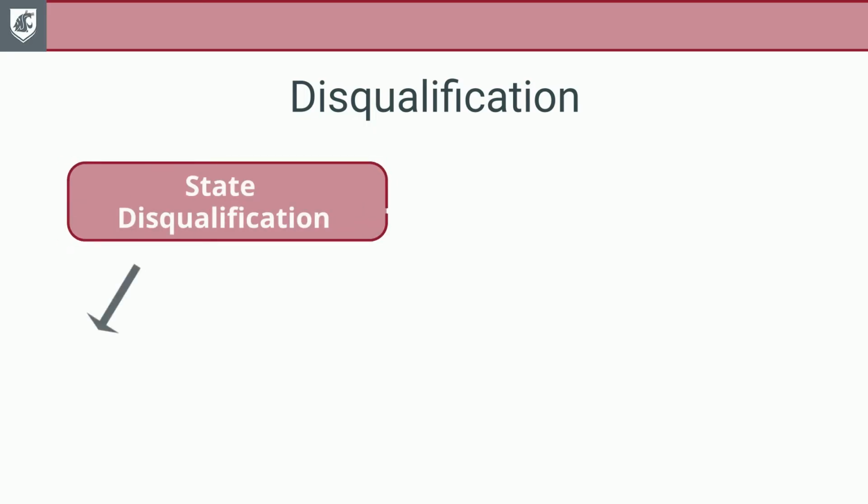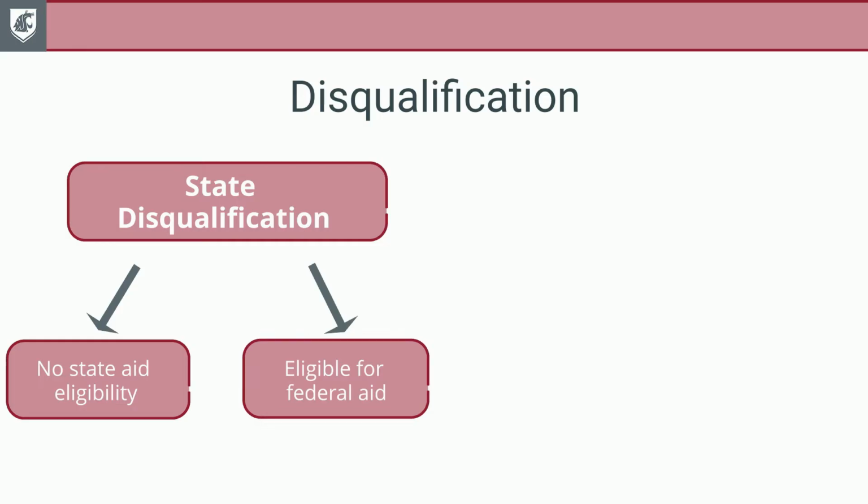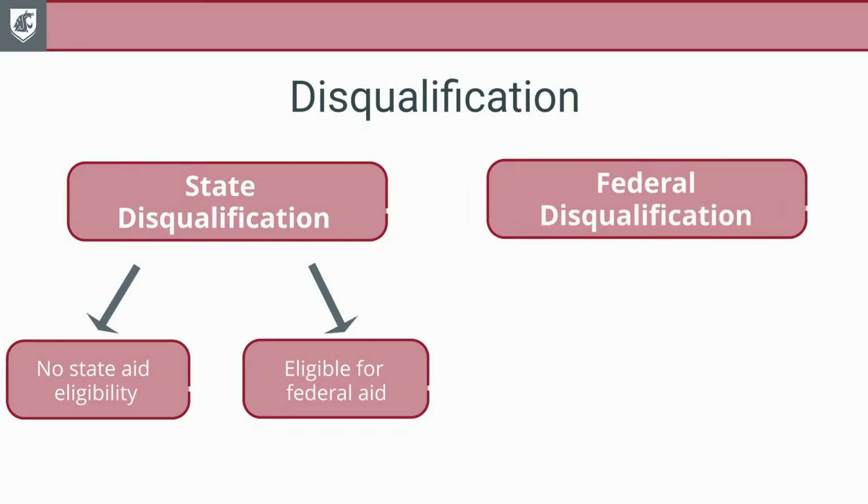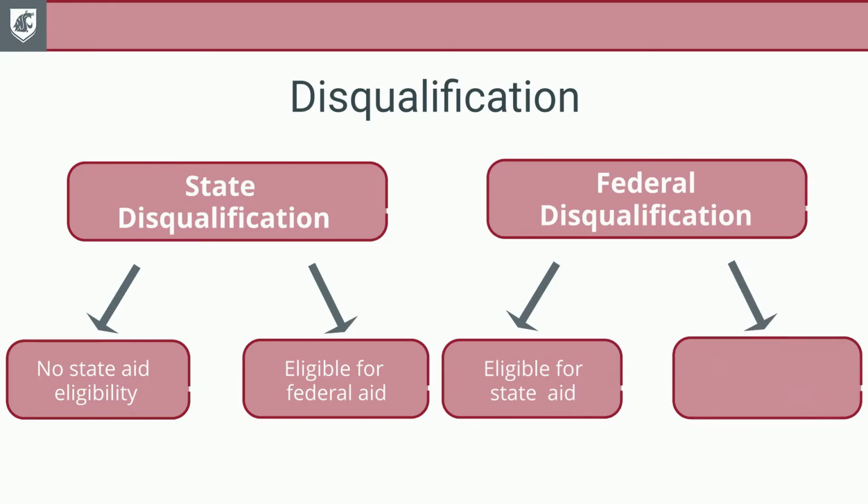It is also important to note that it is possible for a student to be disqualified for only one type of aid at a time. For example, if a student is disqualified on a state level, they may still be able to receive their federal aid. On the other hand, if a student is disqualified on a federal level, they may still be eligible for state aid so long as they meet state policies.